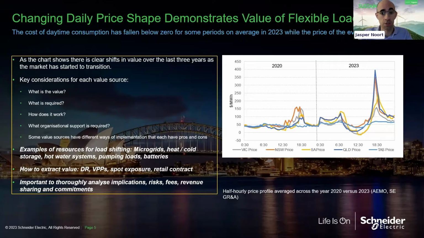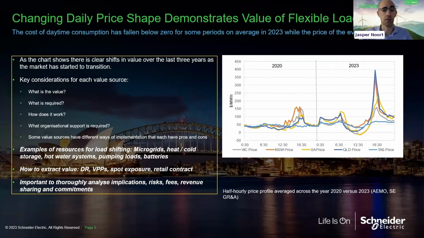So this chart here shows how prices have changed with the transition that's been happening over the last few years. We're comparing prices at a half-hourly level in 2020 across a day, on average across the year, with the same price profile for 2023. And what you can see is that the value in the middle of the day has actually turned negative in some states, whereas the evening peak prices have soared.